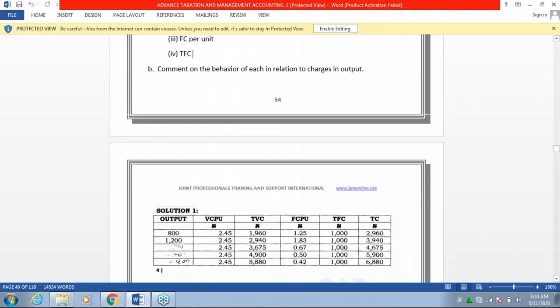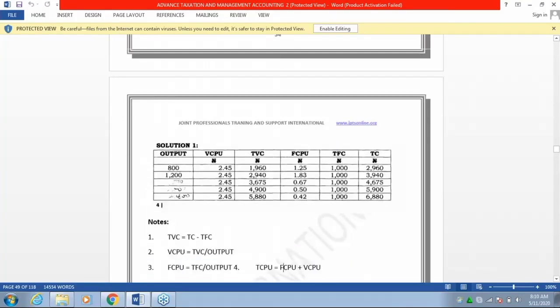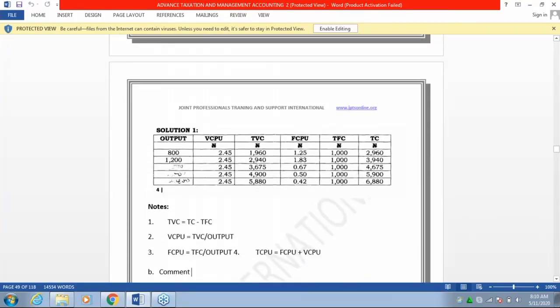Now, when you look at that, that is the output. That is the fixed cost per unit, by the function of the formula used. The total variable cost is equal to total cost minus total fixed cost. Total variable cost could be arrived at by removing the total fixed cost from the total cost. Then variable cost per unit is going to be total variable cost over the output.